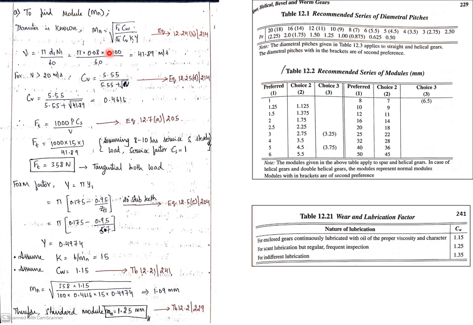So next is the tangential tooth load. We need to find the Ft value. This we get from data handbook page number 205, where power is given and velocity is calculated. Cs we need to assume as 1. We are just assuming 8 to 10 hours service life of the gears, which have a steady load on them. If you substitute the values, you will get the tangential load as 358 newtons.